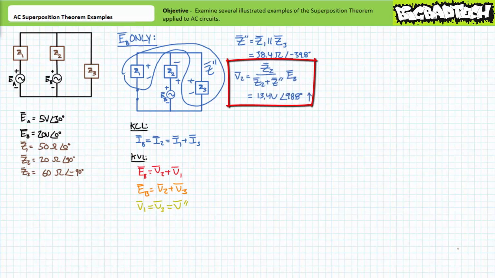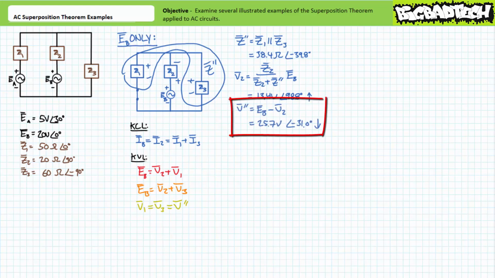Application of the voltage divider rule demonstrates V2 to be 13.4 volts at an angle of 98.8 degrees, oriented positive to negative, bottom to top. Application of Kirchhoff's voltage law demonstrates that V double prime is 25.7 volts at an angle of negative 31 degrees, oriented positive to negative, top to bottom.